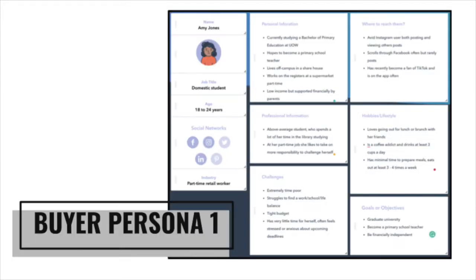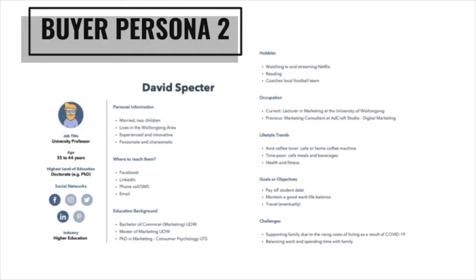The first is what we will refer to as the student buyer persona. Meet Amy, an 18 to 24-year-old undergraduate student at UOW who splits her time between work, uni, and hanging out with her friends. She's an avid coffee drinker and drinks 3 cups a day at least, and she has a tight budget. Our second buyer persona is David, a 35 to 44-year-old UOW lecturer.